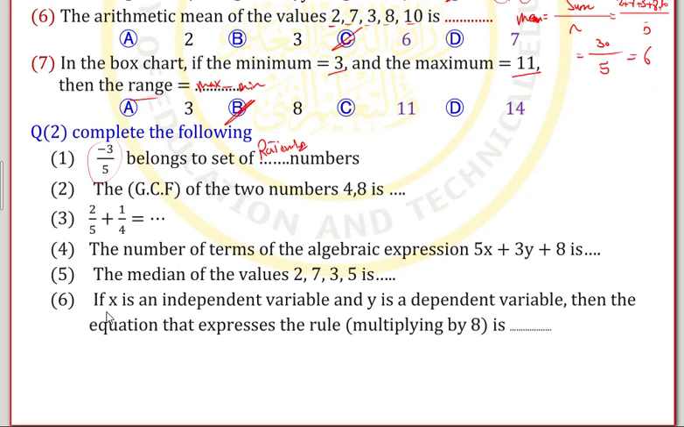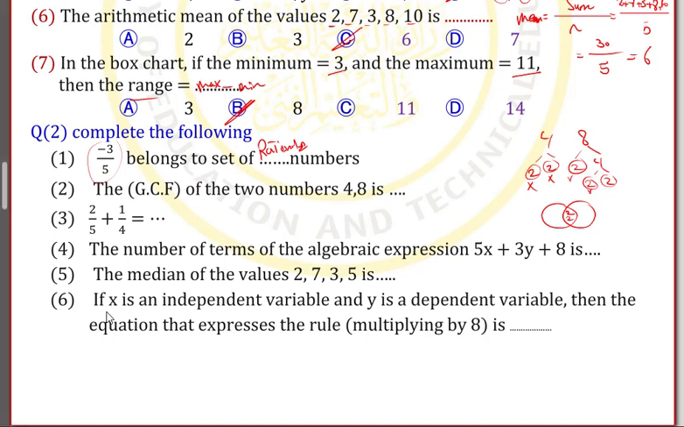The GCF of the two numbers 4 and 8. We need to use prime factorization. 4 is 2 times 2. 8 is 2 times 4, which factorizes to 2 and 2 and 2. Let's draw the Venn diagram. We have 2 in common, and this 2 also in common. For 4, no remainder, no numbers are left. For 8, we take the 2 and 2, and still we have 2 as a remainder, so we need the GCF.